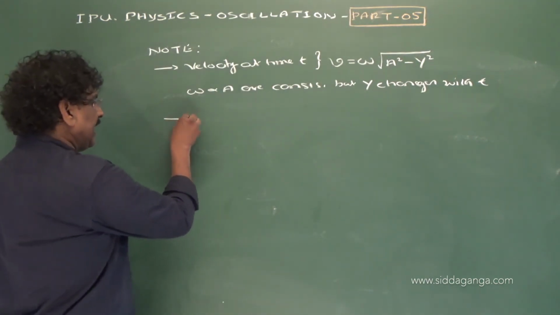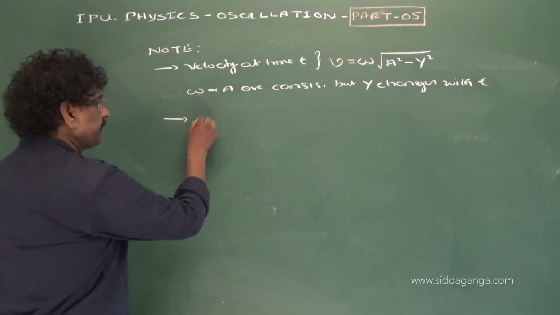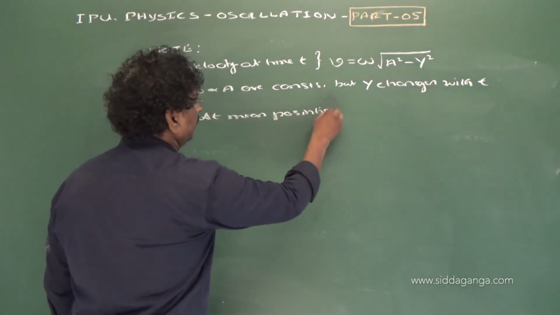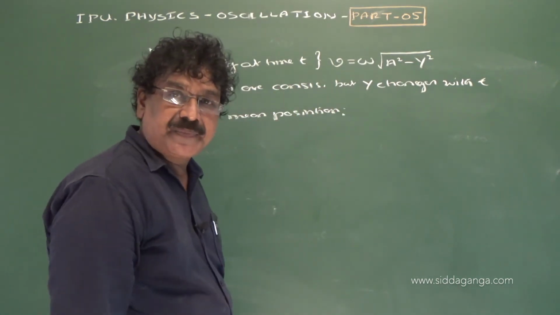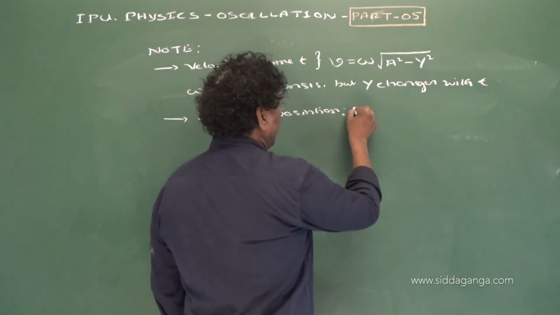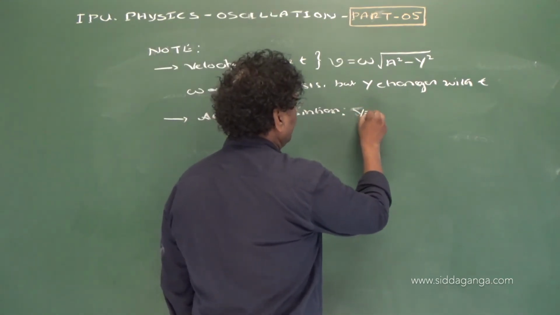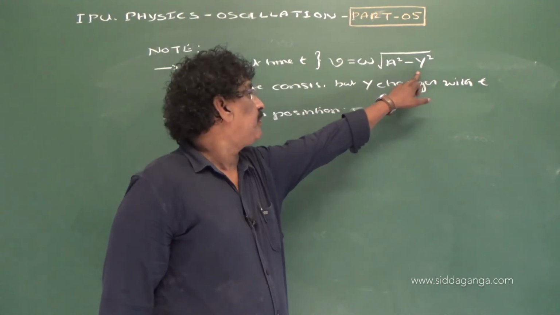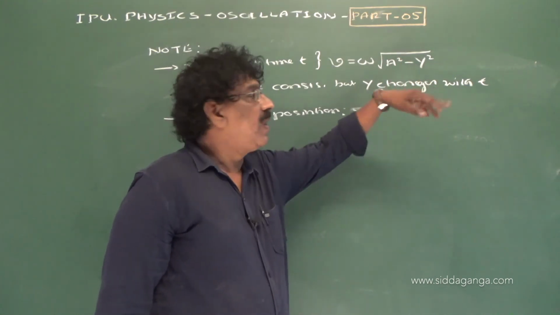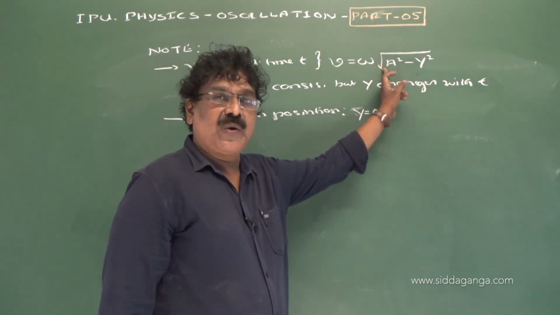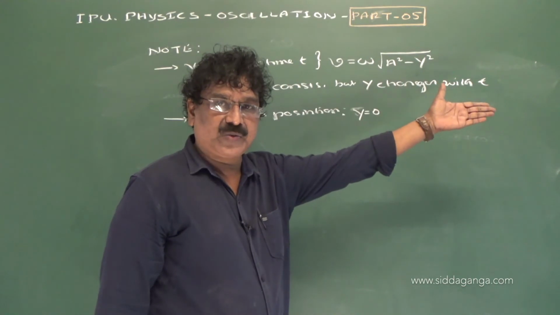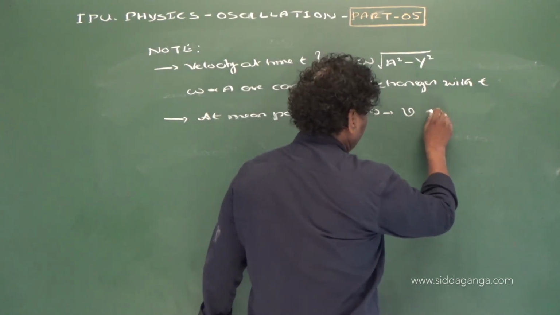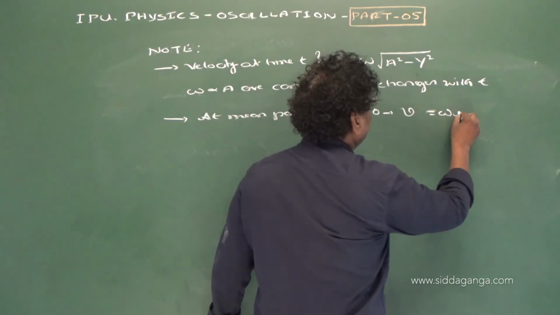Now, when we take the particle at mean position, what is the displacement? We know that the time t is equal to 0 and the displacement y is equal to 0. Substituting y is equal to 0 in this equation, we get square root of a square minus 0, that is square root of a square is equal to a, right. So that velocity is equal to omega into a, right.